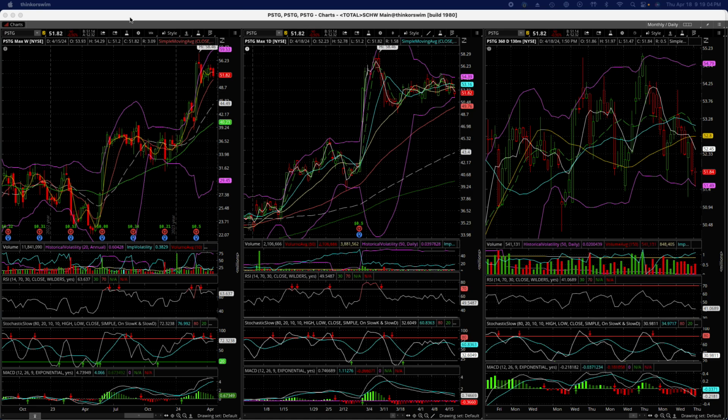Next up, we've got Pure Storage. This is another data storage play. Pure Storage, same deal. Muddled 10-day and 20-day moving averages over here. We're just hanging out. We're not really selling off. We're not selling hard. 50-day moving averages coming up to meet it.